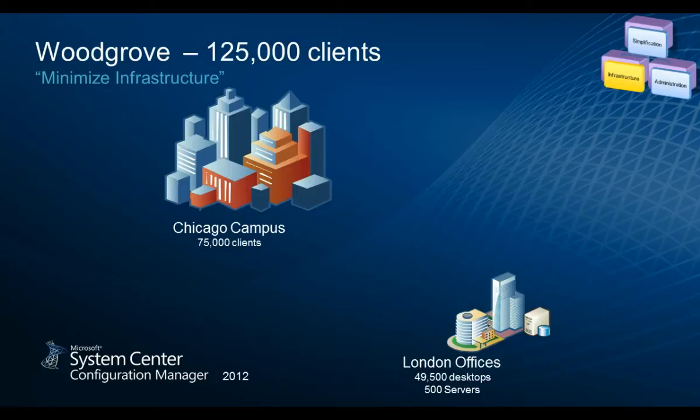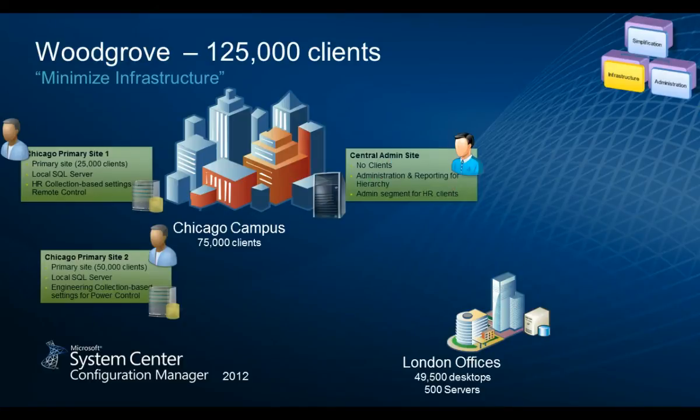The Chicago campus has 75,000 clients. The London office has 49,500 with 500 servers. So the breakdown would be the following. Chicago would have the CAS. There'd be no clients to that CAS site role. Administration and reporting for the hierarchy would be there, as well as an administrative segment for HR clients. So we'd have a separate location there for HR.